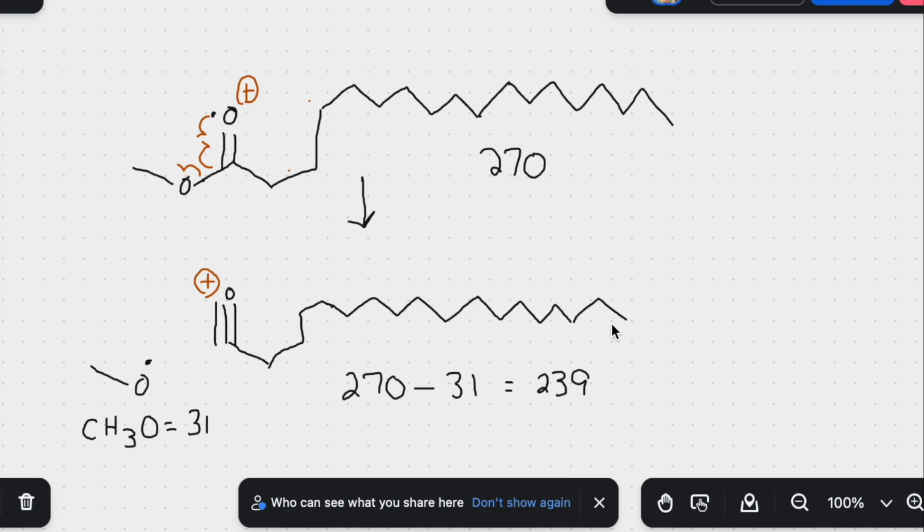So the piece that is positively charged is the one that has lost the methoxy radical. The methoxy radical has one carbon, 3 hydrogens, and an oxygen that weighs 31. So you could figure out the chemical formula of the piece that's left, or you could just subtract 31 and look for peak 239 on your mass spectrum as well. And this applies to any other fatty acid methyl ester. You would take the mass and you should see that mass peak, and then you should also see a peak for that mass minus 31.